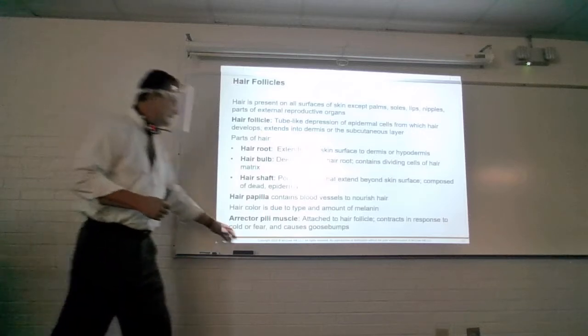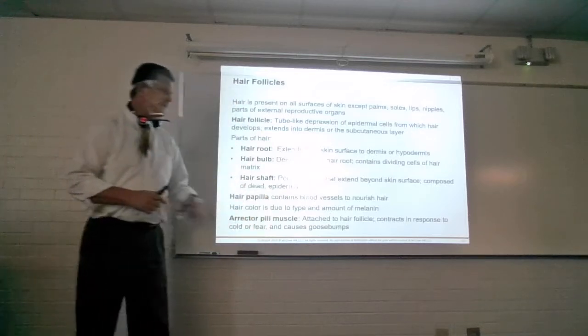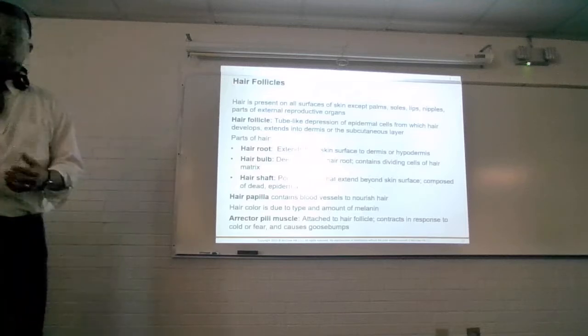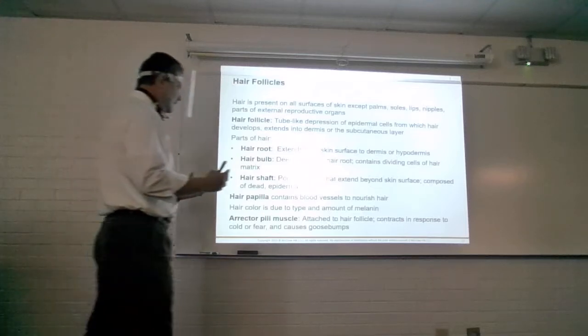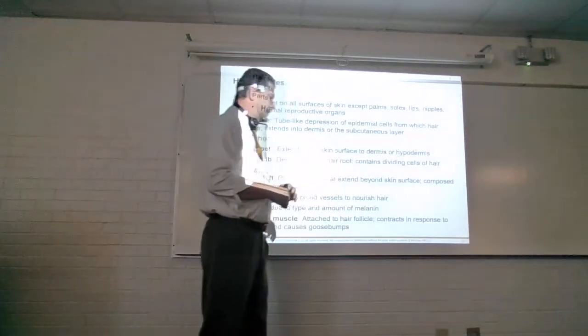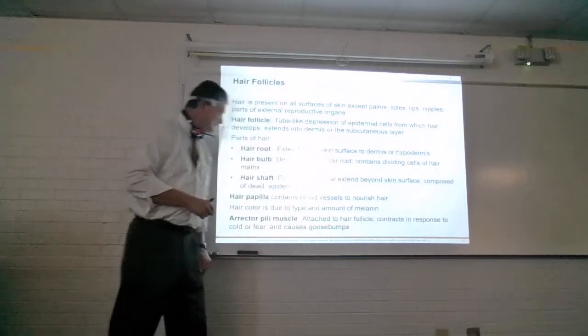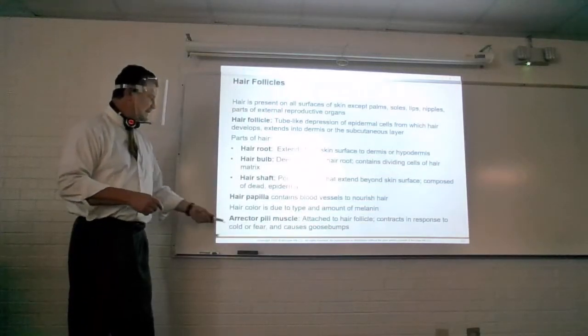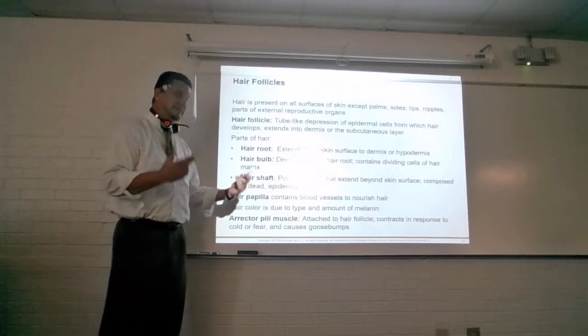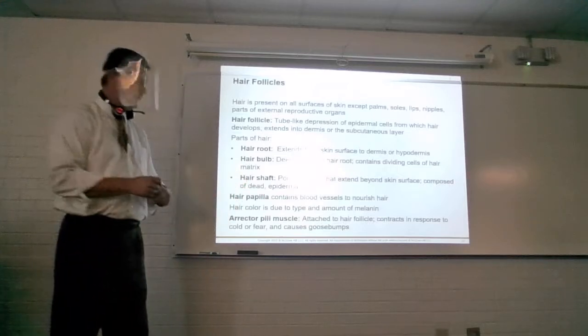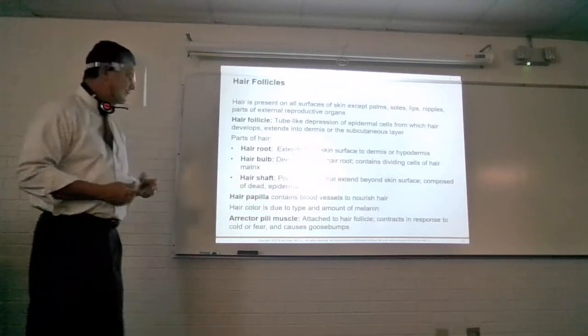And then finally, attached to the hair follicle is what we call the erector pili muscle. It causes the hair to stand upright. We call that goosebumps or chill bumps. It causes the hair to stand up erect like a pillar. That's where we get the name for it.